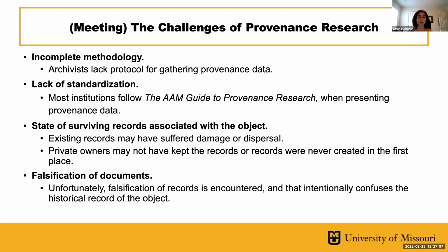The first that you see here is incomplete methodology. A lot of the available resources and methods for doing provenance research have taken a case study approach, often using very high profile objects to examine multiple and diverse sources of information for these objects, leaving a lot of the mundane or everyday objects behind, leaving archivists to wonder, where do I start with my collection?